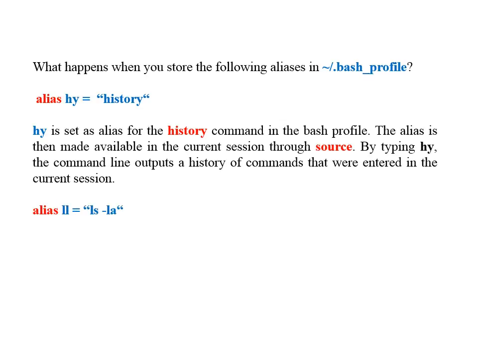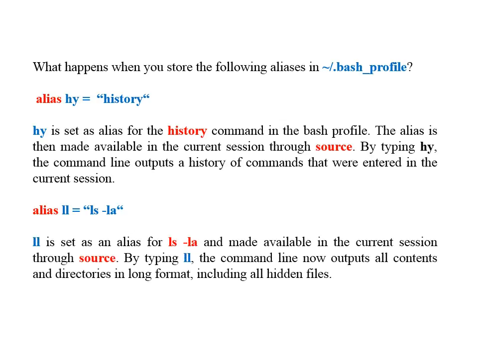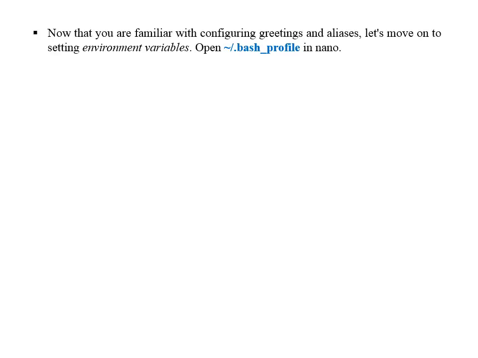alias LL. In the above command, LL is set as an alias for ls -l and made available in the current session through source. By typing LL, the command line now outputs all contents and directories in long format, including all hidden files. Now that you are familiar with configuring greetings and aliases, let's move on to setting environment variables.